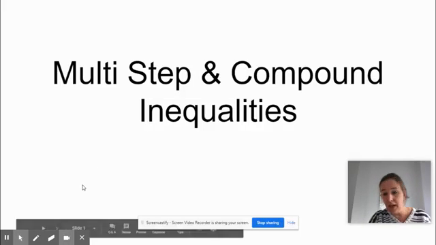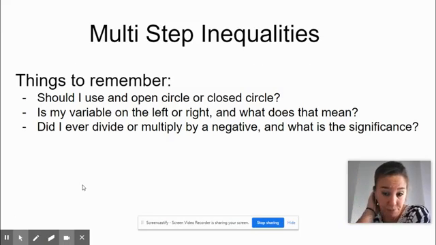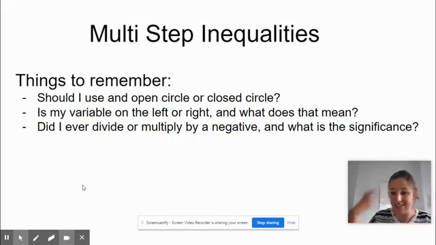Okay. So we're gonna talk about doing multi-step inequalities first. It's the same as we were doing with one and two step inequalities, but we are just kicking it up a notch. Much like multi-step equations, it's the same rules, but you have more things to do. Don't forget, you have to remember if we're using an open or closed circle, and take care of whether the variable is on the left or the right and what that means for our inequality. And remember, if you ever divide or multiply by a negative, you need to flip the inequality sign.